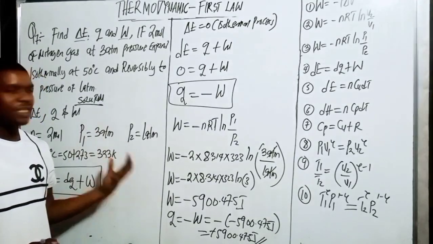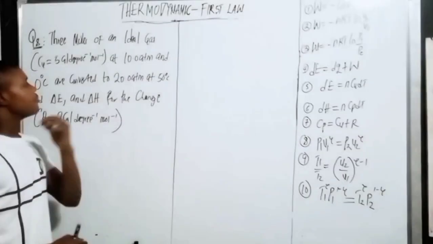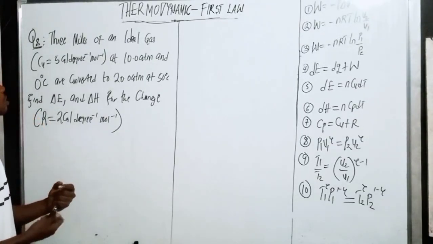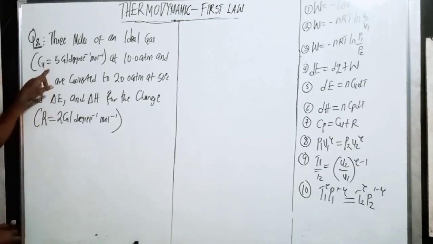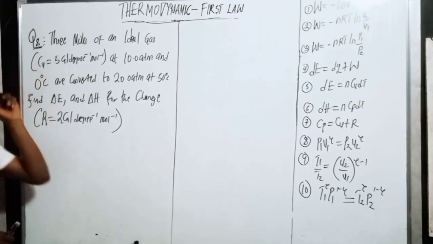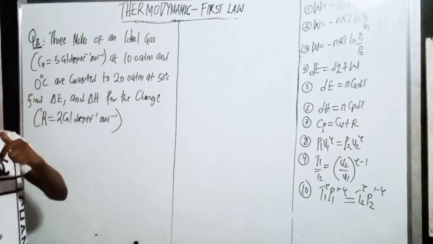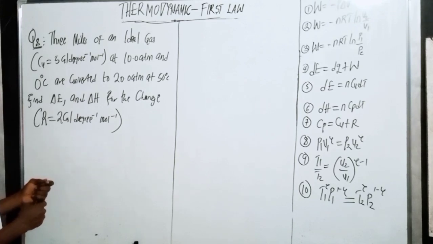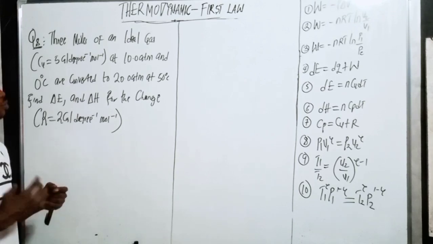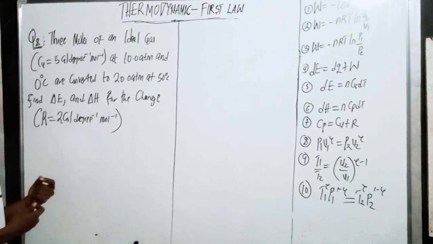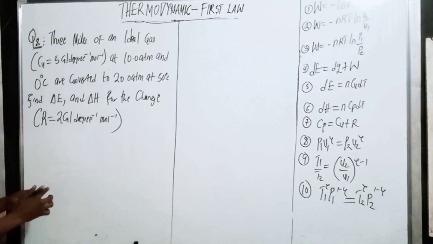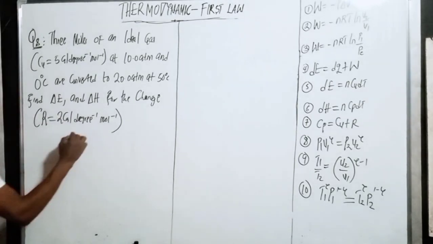So let's see the next question. Let's look at question 8. They say that 3 moles of an ideal gas. So here they gave Cv. Now what is Cv again? Heat capacity at constant volume, right? At 10.08 atm and 0 degrees centigrade are converted to 20.08 atm at 50 degrees centigrade. Find delta E and delta H. So now what I want to do here is the solution.